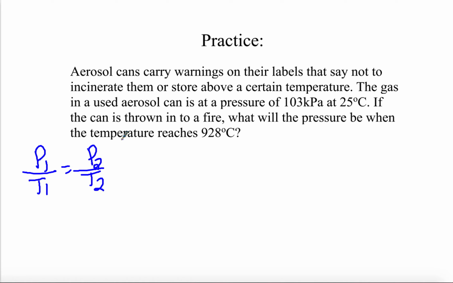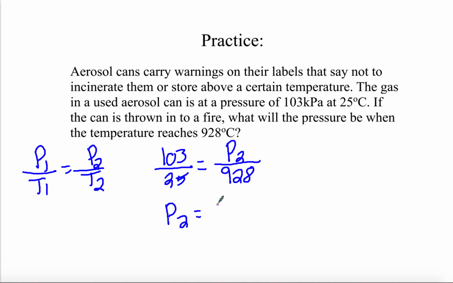So our initial pressure and temperature are 103 over 25. We're looking for that new pressure, so we're looking for P2. And we know that the temperature is going to increase to 928. Solving for P2 gets us a pressure of 3,823.36 kPa, which is massive.